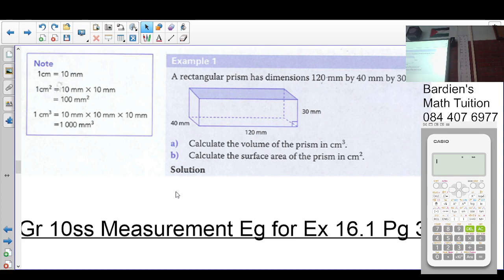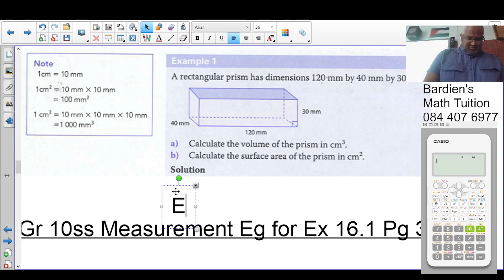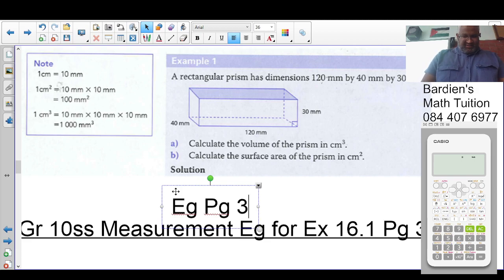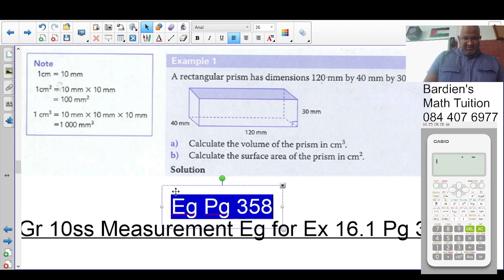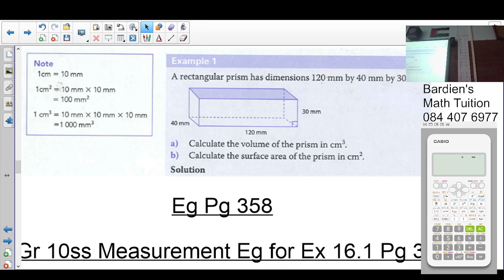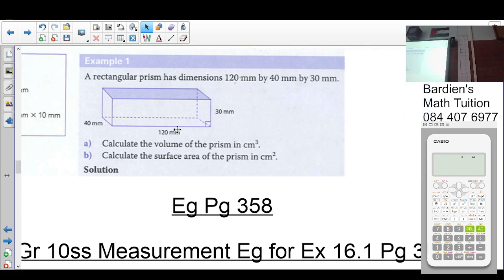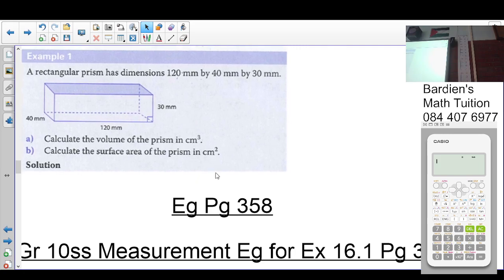The first example is on page 358. Okay, 358. And this is the examples for exercise 16.1 on page 360. We are told that 1 centimeter is equal to 10 millimeters, 1 centimeter square is equal to 100 millimeters square, and 1 centimeter cube is equal to 1,000 millimeters cube there.